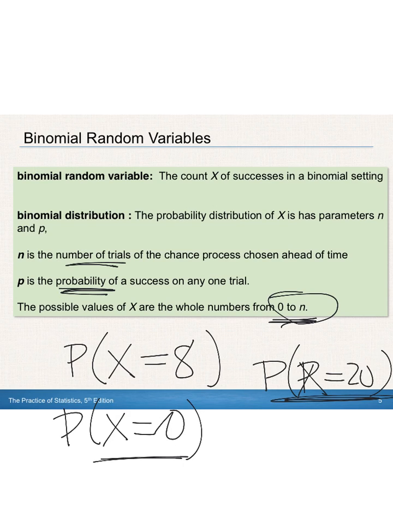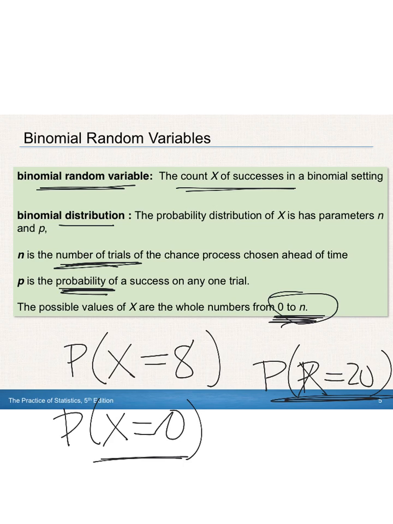So just to clarify, there's a couple of things. That binomial random variable, once again, is counting successes. A distribution is the probability distribution of this kind of thing. It's going to look the same way, with a table or with a graph, as a normal or another kind of probability distribution. The key issue is the number of trials is known ahead of time. The probability of the success is the same every time, and you know what it is, and the possible values of x are from 0 to n.